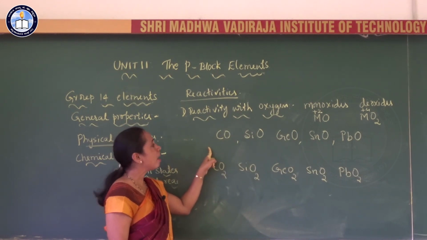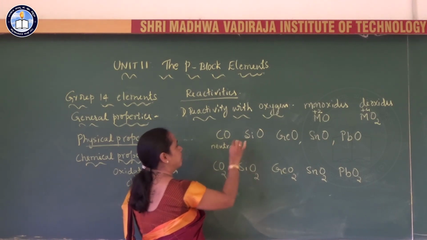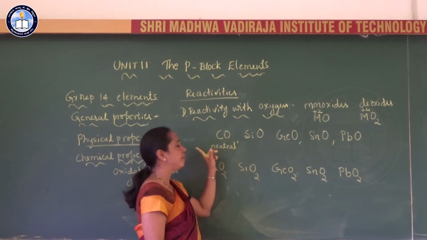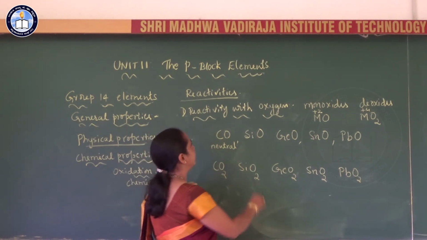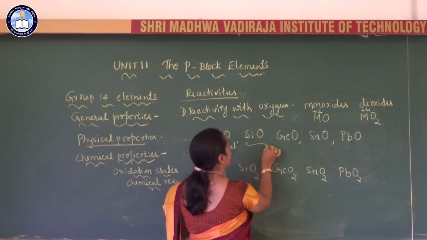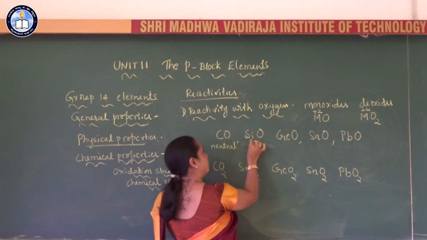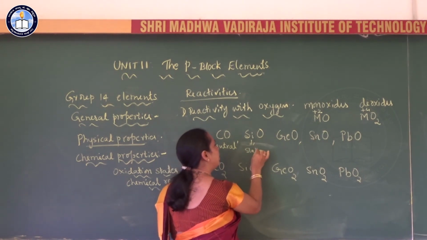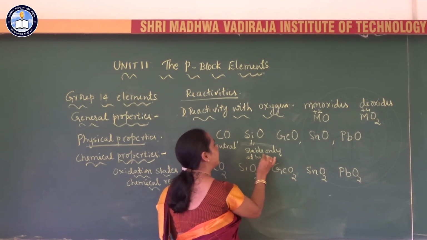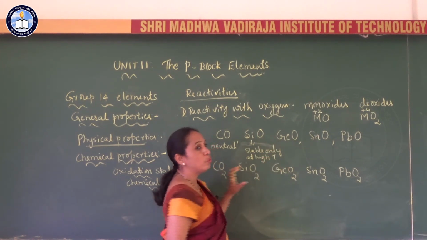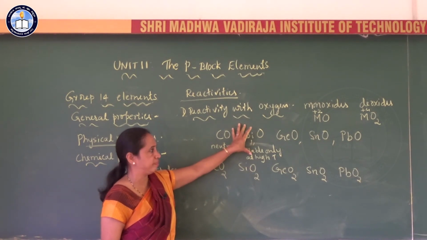Carbon monoxide is found to be neutral in nature. As for its property, it is neither acidic nor basic, it is found to be a neutral oxide. Then the remaining oxides: SiO, silicon monoxide, is found to be stable only at high temperature. So at room temperature the monoxide of silicon is not found to exist.